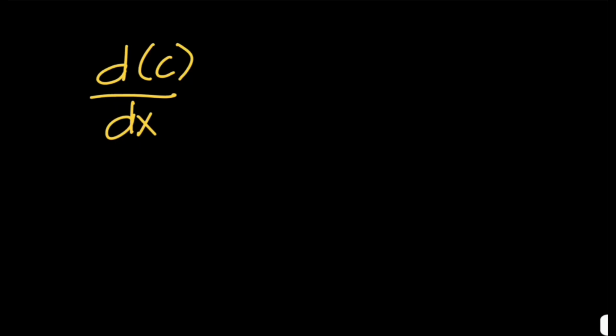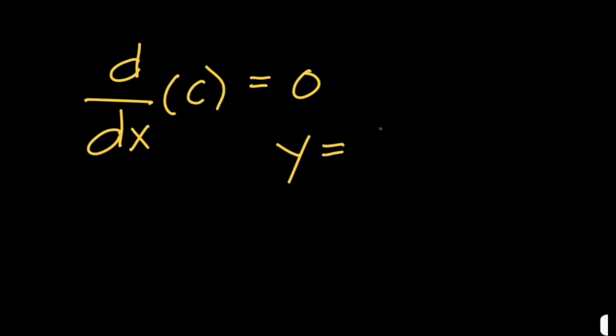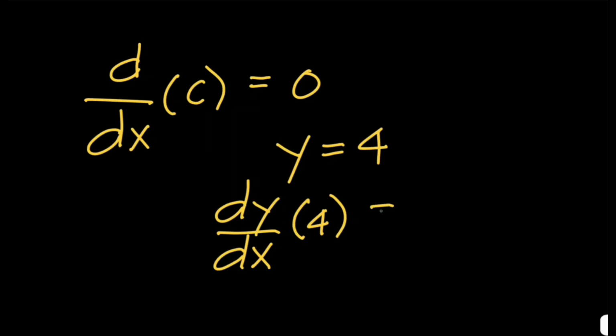So the derivative of a constant, let's say our constant is c, with respect to x or dx. So let me just write it this way. The derivative of a constant with respect to dx is equal to 0. So let's say we're given this function y equals 4. So the derivative of y with respect to x, this is just equal to 0.